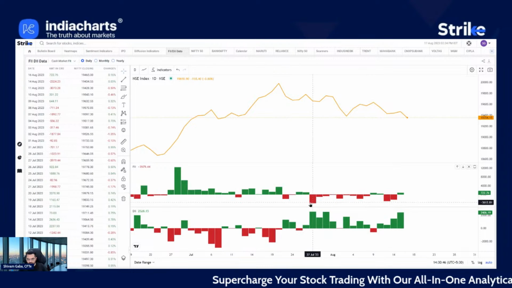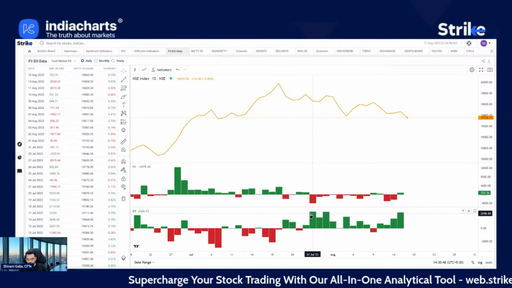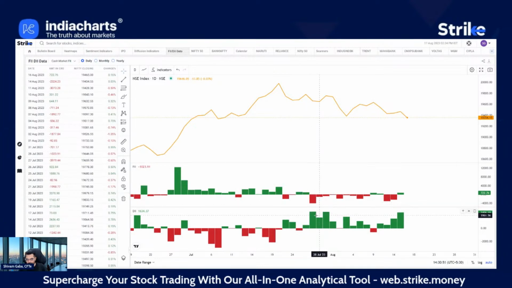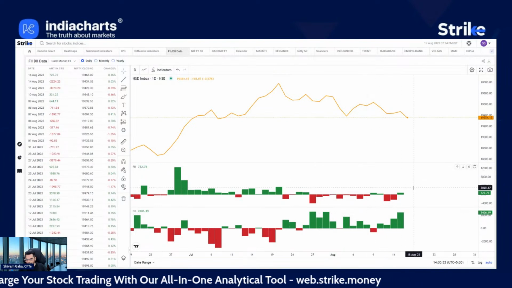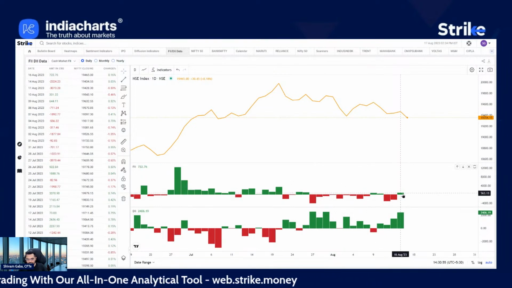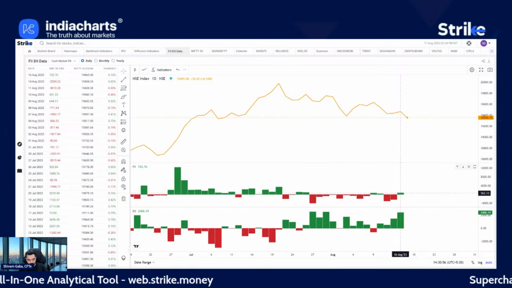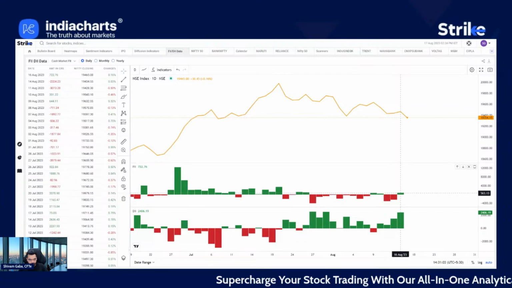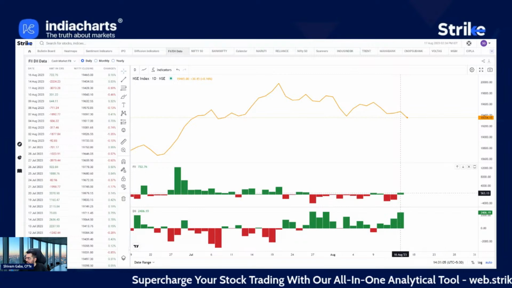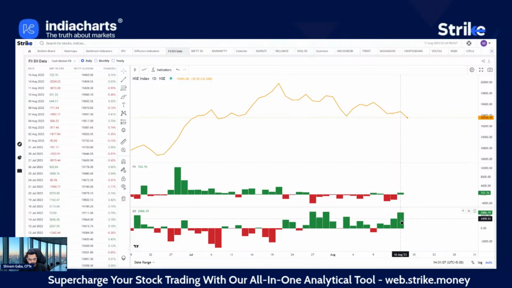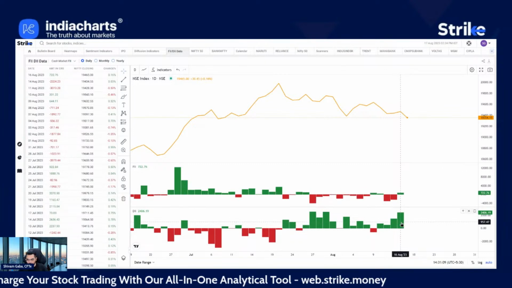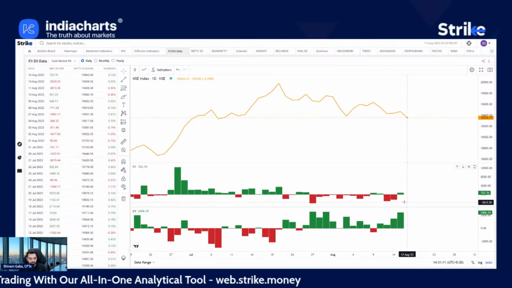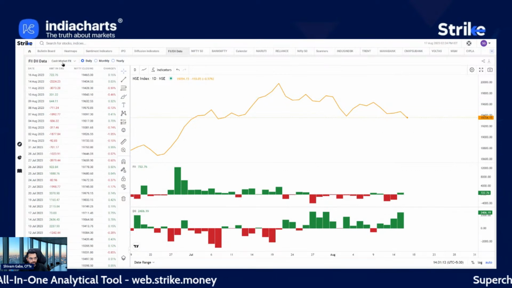You can see that for a lot of sessions, the FIIs have been net sellers and DIIs have been net buyers. But in yesterday's trading session, there was a slight change, wherein both FIIs and DIIs were net buyers, with FIIs having a net buy figure of 722 crores and DIIs 2400 crores. So this is a near-term positive for the cash market.